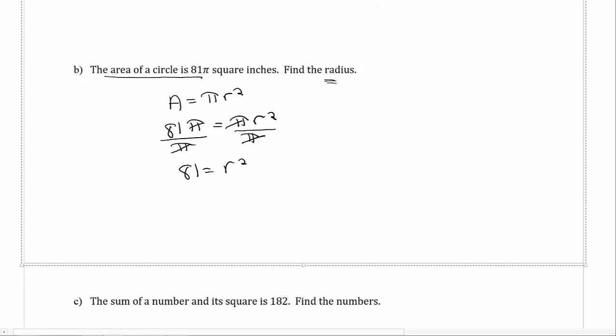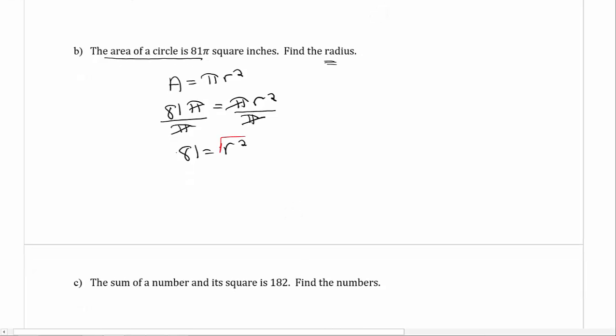Then, just like with the last problem, we want to unsquare the r, which means I need to take the square root on both sides. And I get r is equal to plus or minus 9. We only want the positive part because this is a length, so 9 inches is the radius of that circle.